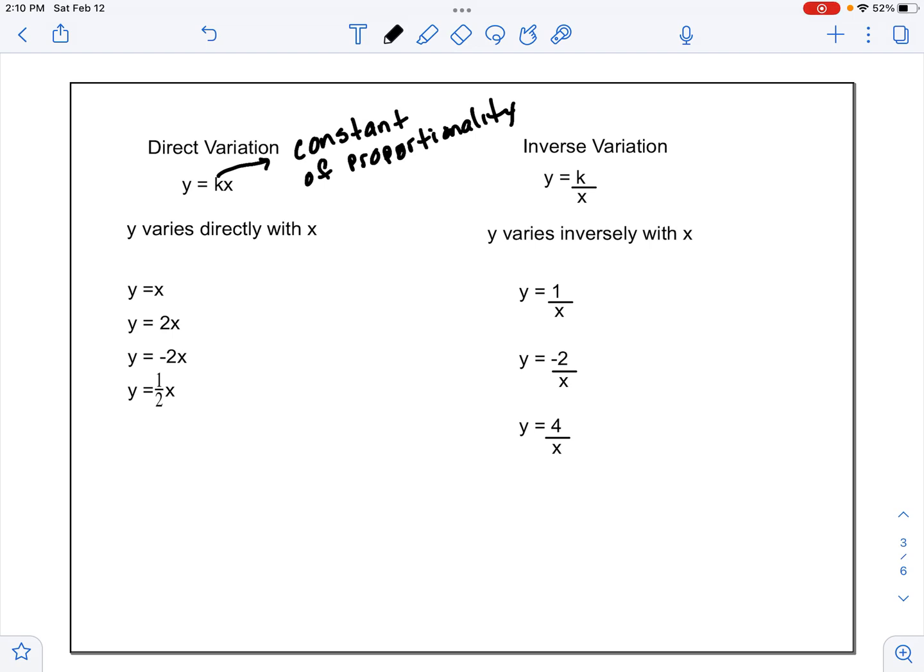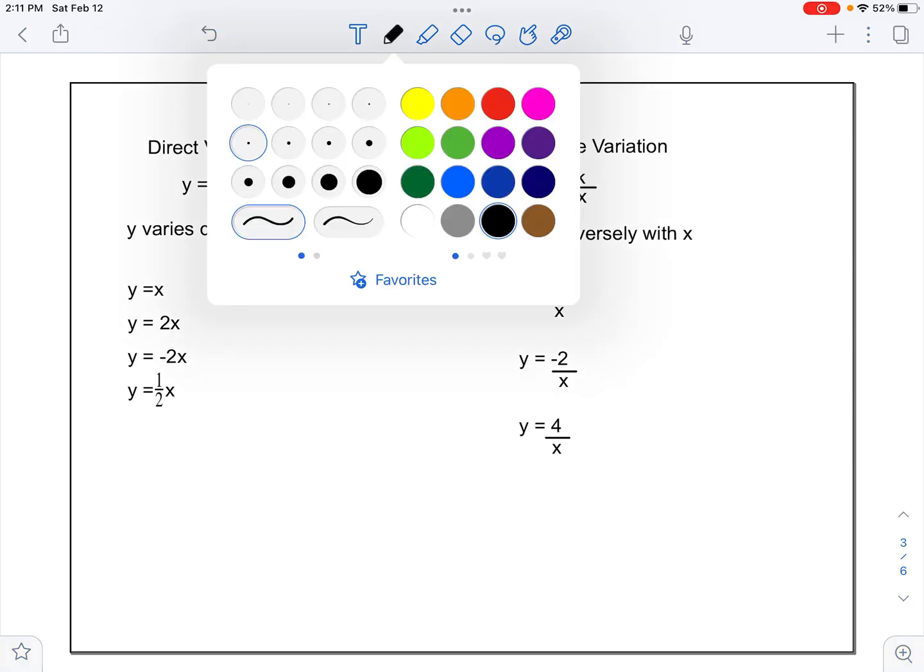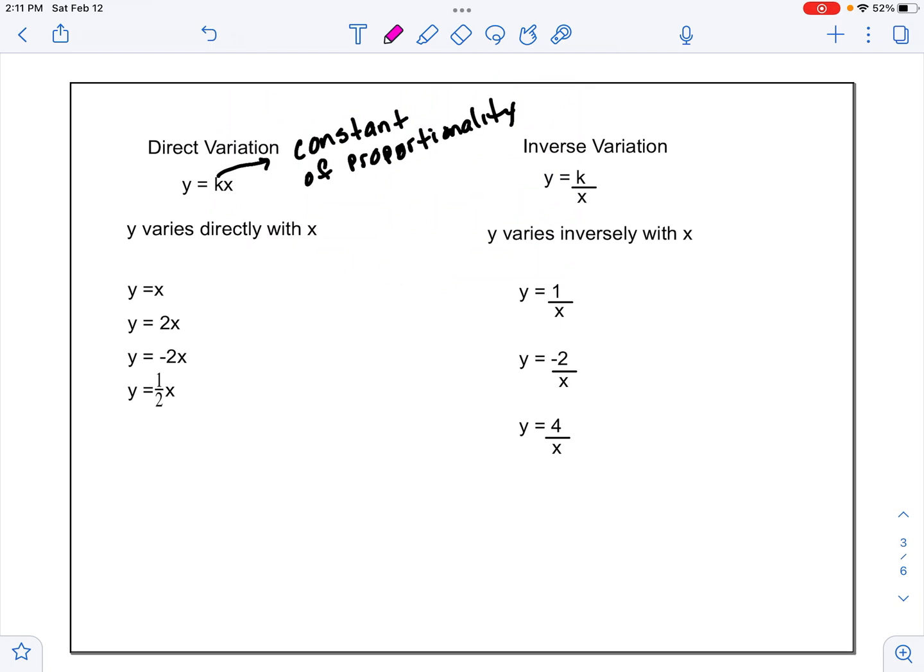So you can see over here, I've got this y equals kx. Y varies directly with x is what this means. We're going to look at inverse here in a minute. And I just have a couple examples of this y equals kx. So I have y equals x. And remember, when there's no number in front of your variable, there really is. It's just a 1. We don't bother to write it. And then I just have a couple of different options, like y is 2x. The number can also be a negative number, y equals negative 2x. Or that k can also be a fraction.